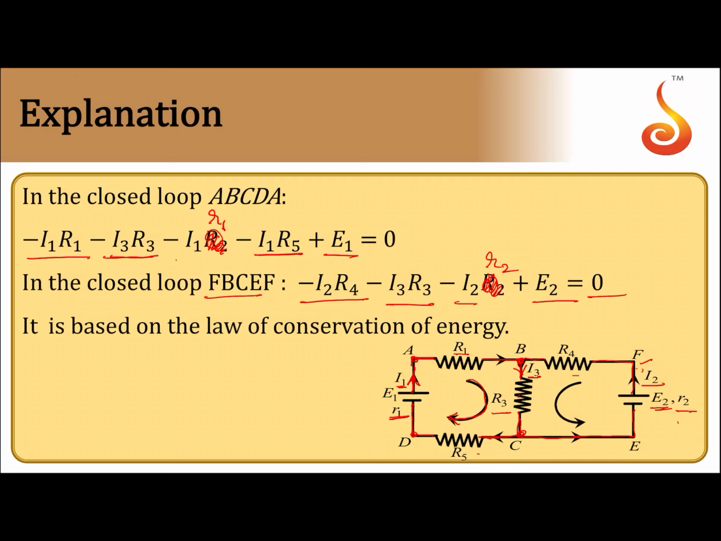This is how we can apply KVL to any mesh or loop. It is based on the law of conservation of energy, because you are adding all potential differences starting from one point and ending at the same point. So, you are going through a closed path. You know that work done over a closed path in a conservative force field is 0. So, work done is 0. Hence, it is based on the law of conservation of energy.